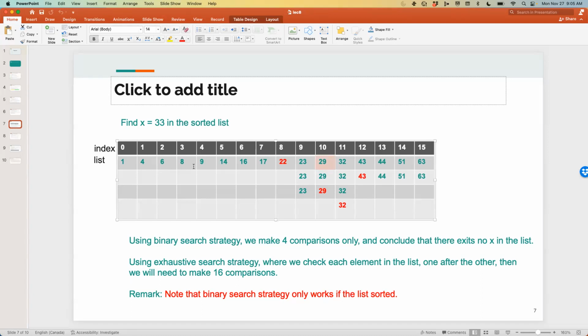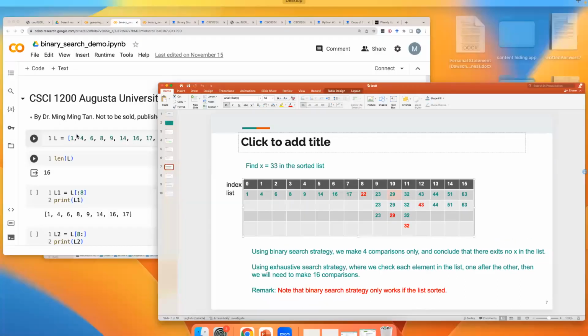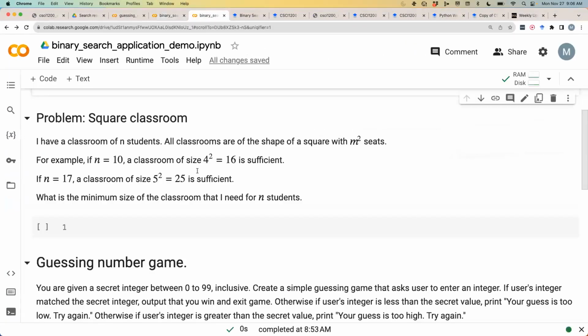Okay. So far we're looking at binary search as searching for a number. Now there are other applications of binary search that don't seem like you are searching, but ultimately you are actually searching. So let's look at one of these examples here. Suppose I have a classroom of n students, n is some integer, okay?